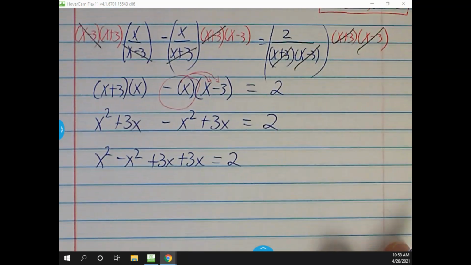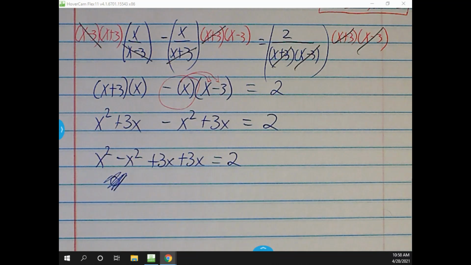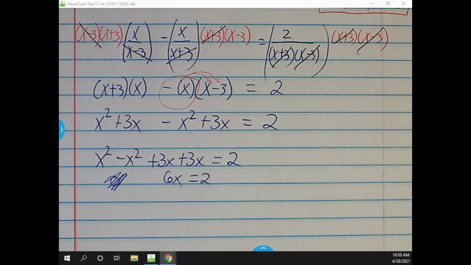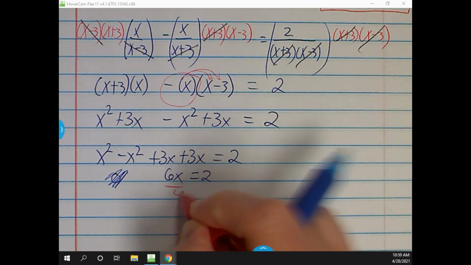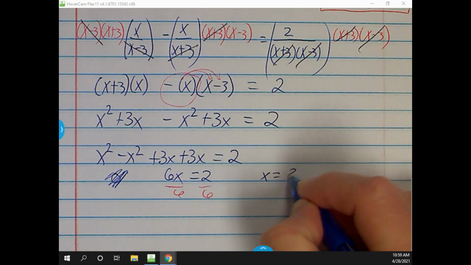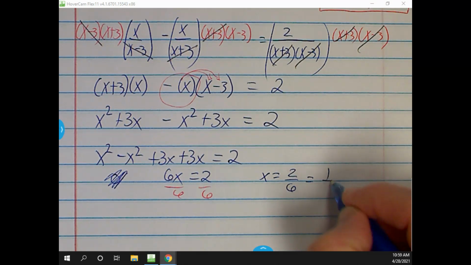And then you can combine like terms. Well, x squared minus x squared will go to 0, so that one's out. 3x plus 3x is 6x equal to 2. And remember, a lot of times people jump out and go, the answer is 3. But remember, in this case, you've got to divide both sides by 6. So x would equal 2 over 6, which when you simplify that, would be 1/3.